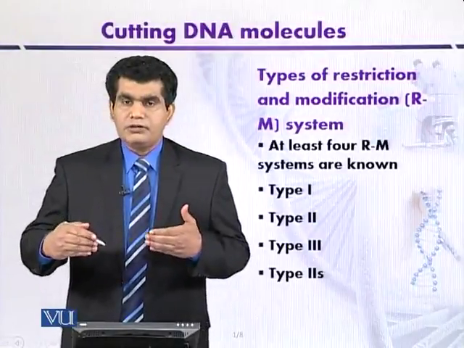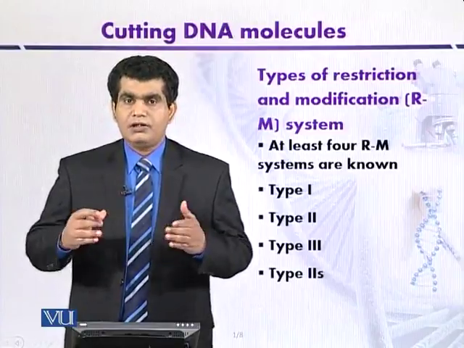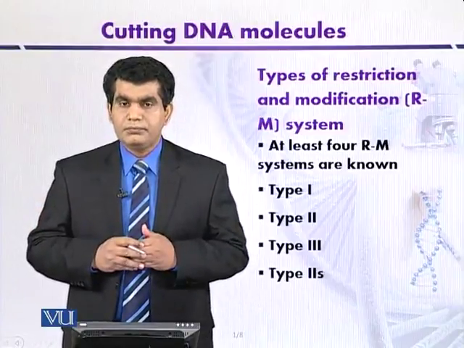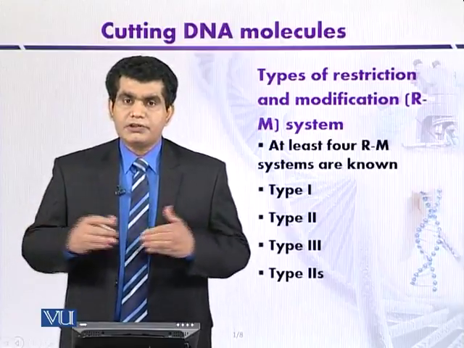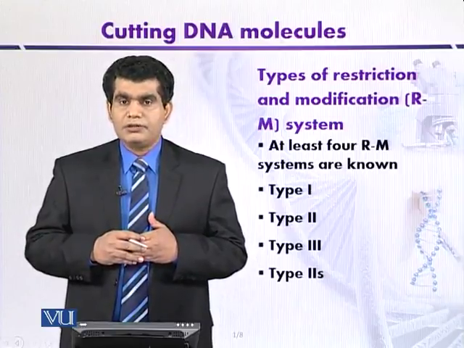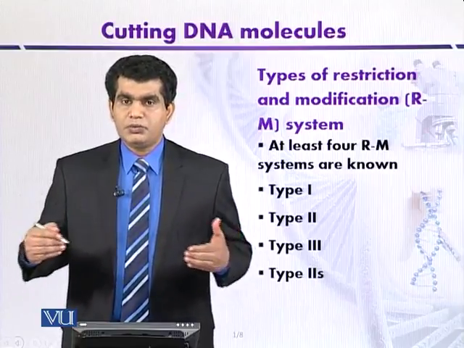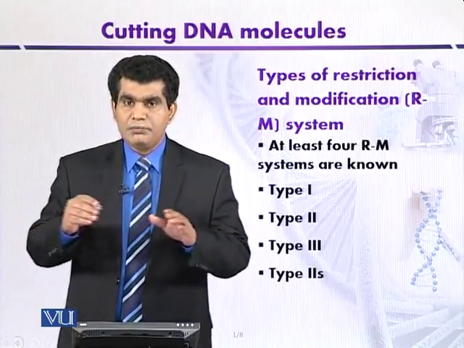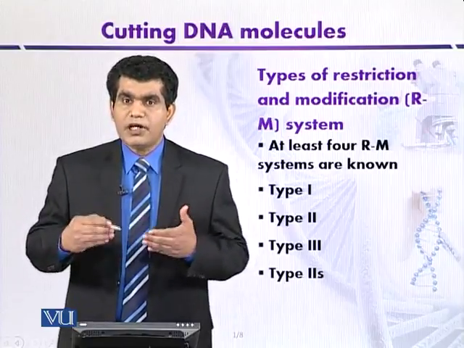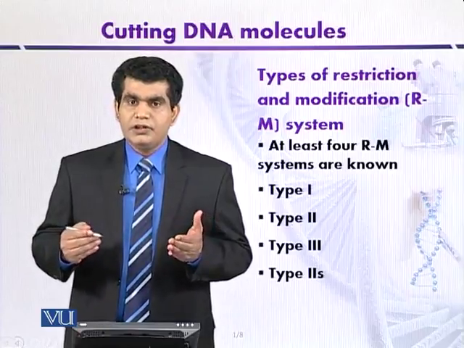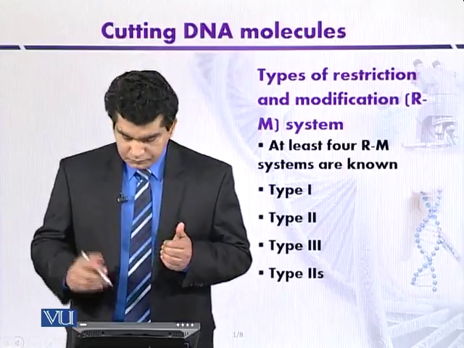Now we can focus on different types of restriction and modification system, or RM system. In different types of microbes, different types of restriction and modification systems are present that can be categorized as type 1, type 2, type 3. So these are the main three types. And sometimes a fourth type, also called type 4, can be recognized in some microorganisms.